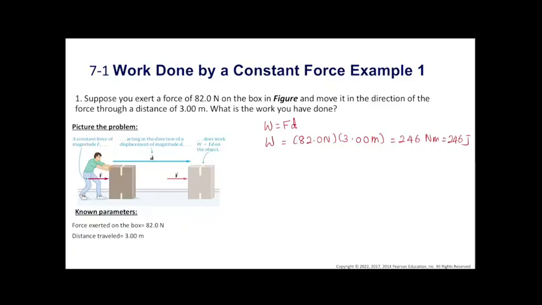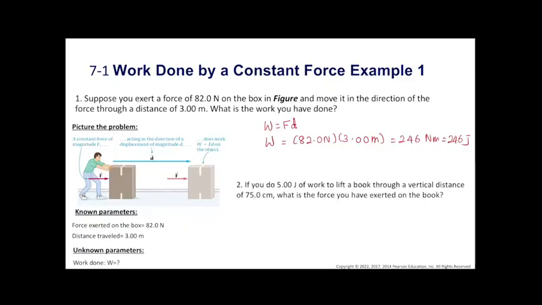Now let's see one more example. Suppose you do 5 joules of work to lift a box through a vertical distance of 75 centimeters. Now what is the force you have exerted on this box? Again we can apply the equation for work done, which is W equals Fd. Now this time we are given the value of work and the distance d, and we need to find the force. So now we can isolate force from this equation. Force is simply work done over distance or displacement.